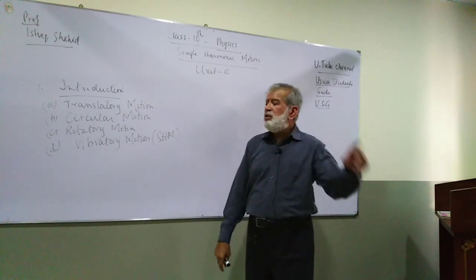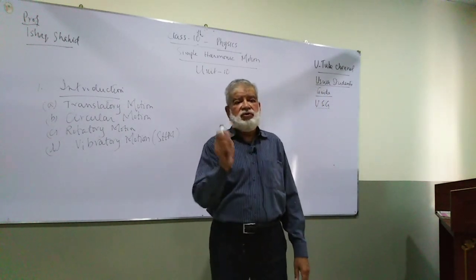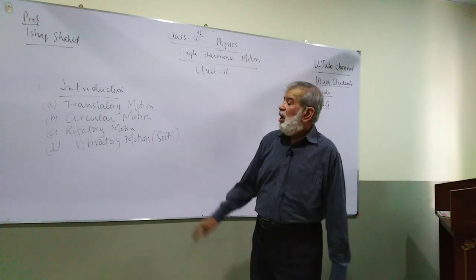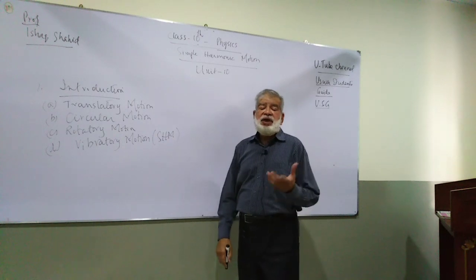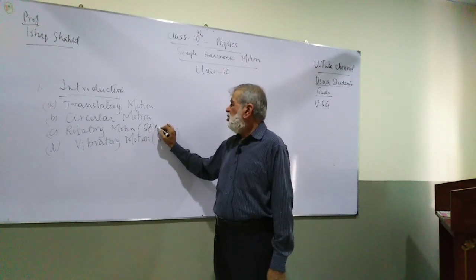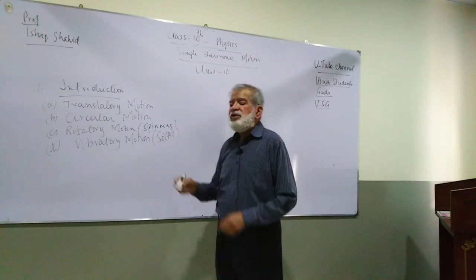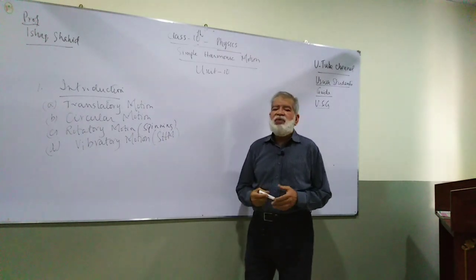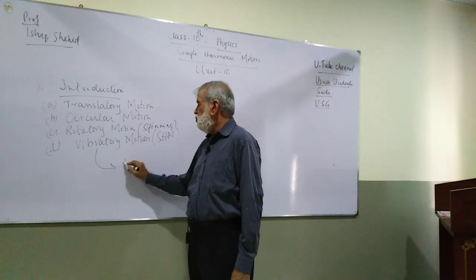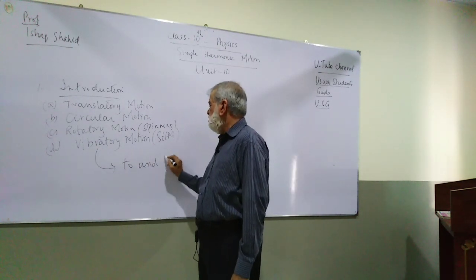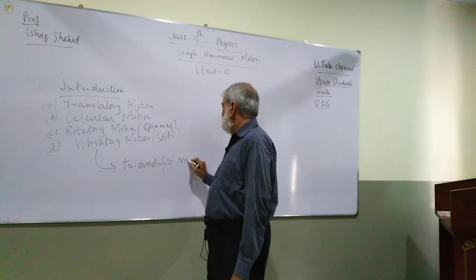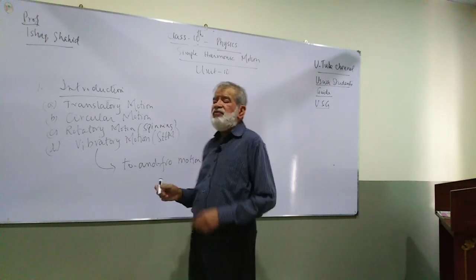Circular motion is the motion of a stone which you tie to a string and revolve in a circle. Rotatory motion is the kind of motion that you see in an electric fan, or the spinning of a top. The spinning motion is rotatory motion, and vibratory motion is to and fro motion about a fixed position.